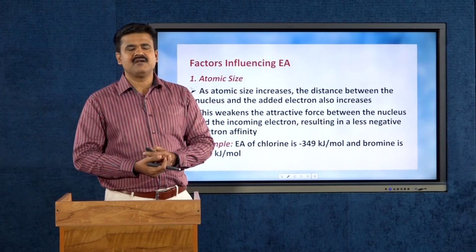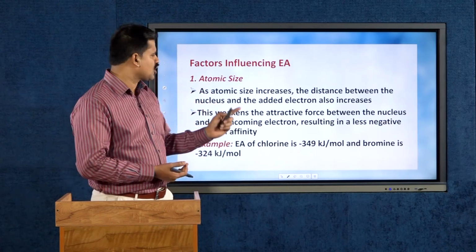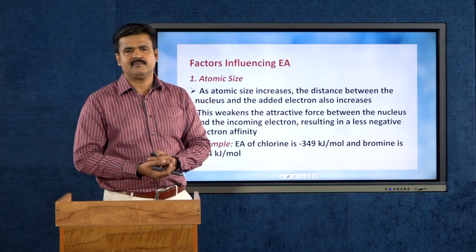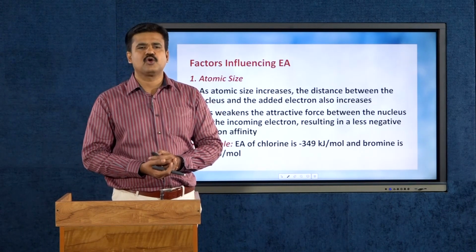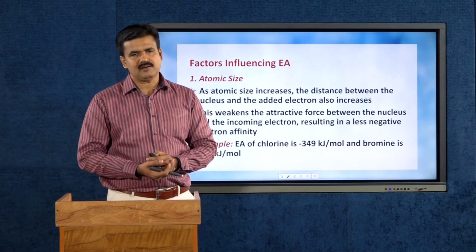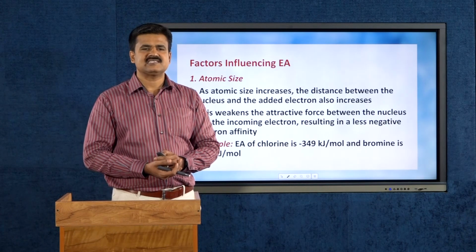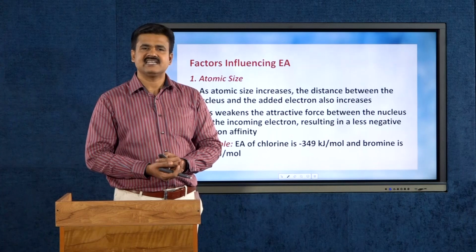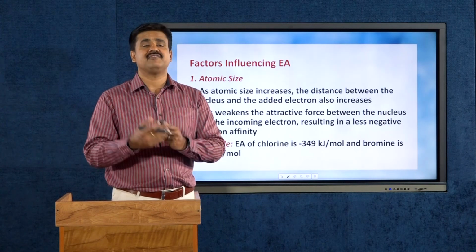This is an example which illustrates the point. Chlorine has an electron affinity of minus 349 kilojoule per mole, and bromine has a value of minus 324 kilojoule per mole. Here bromine is bigger in size when compared with chlorine. So, as size increases, electron affinity decreases.